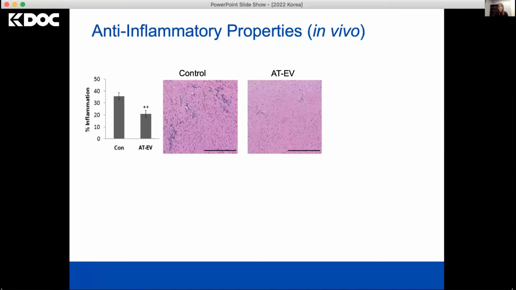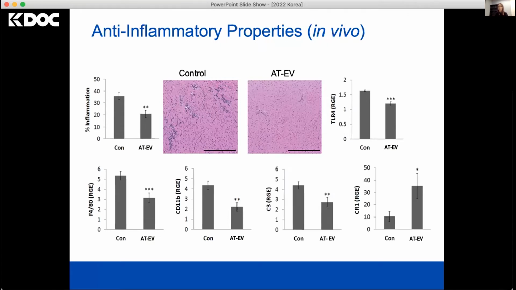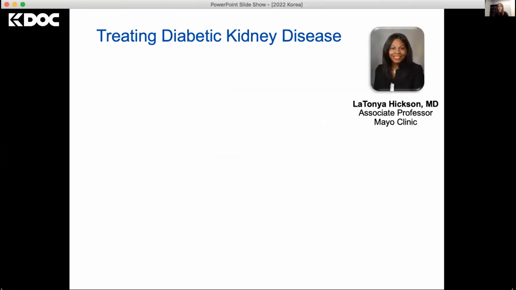And then we injected these adipose tissue extracellular vesicles in the mouse model, and through histology, we could see that inflammation was reduced compared to the control mice. We could also see a reduction in TLR4 in the heart. We saw less infiltration of immune cells, such as macrophages, and we also saw some beneficial effects on the complement system. So we're excited to further look at these in vivo studies to understand mechanistically what could be going on.